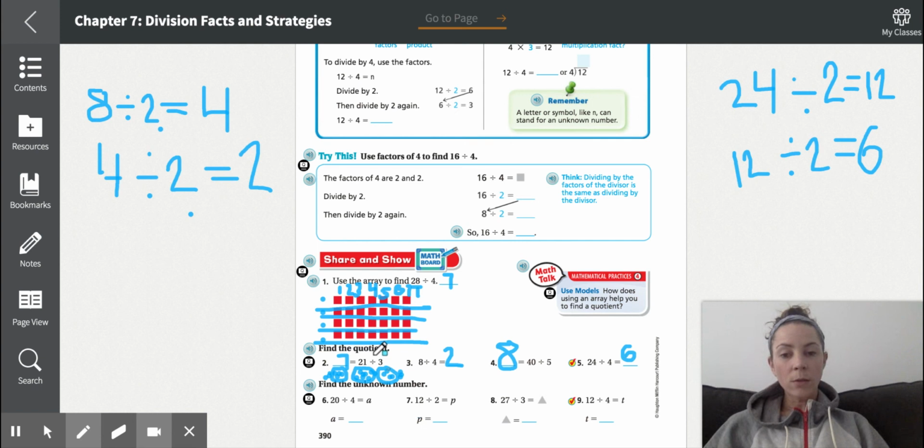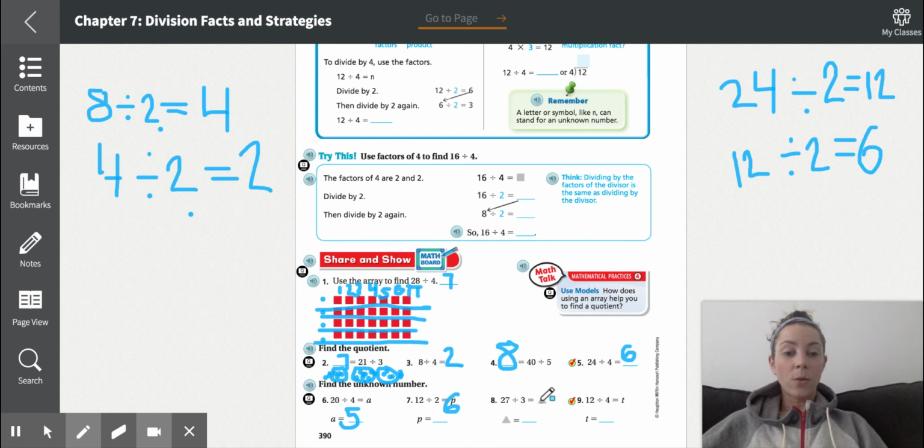Okay, so now since I've shown those strategies, the array, the equal groups, the counting by 5, and then using the factors for this row, I'm just going to show the answers. 20 divided by 4 equals A. So what would go underneath the A here? What is the same thing as A? 5. 12 divided by 2, if you take 12, you cut it in half. Oh, look, we already did it right here. 12 divided by 2 equals P, so the P would actually be a 6.